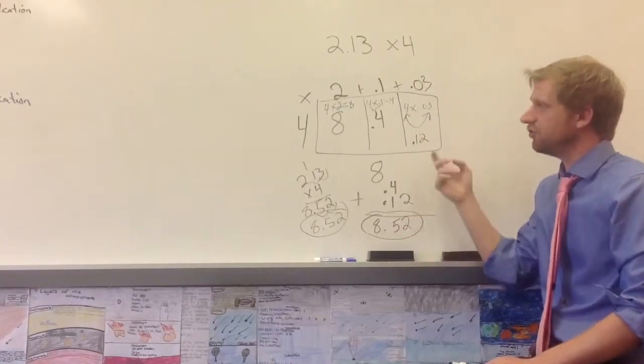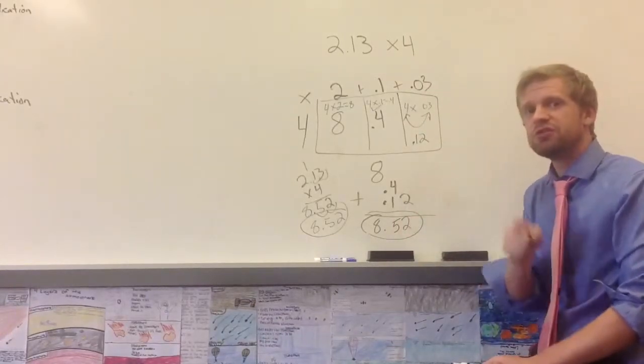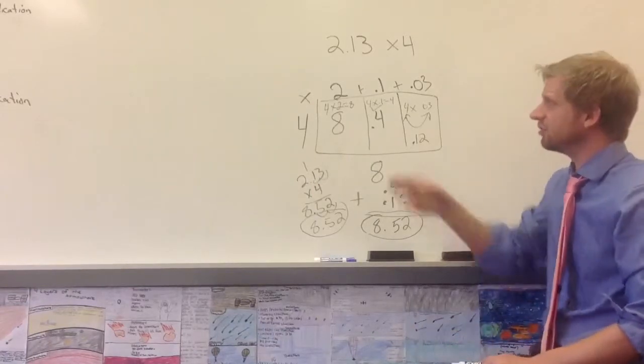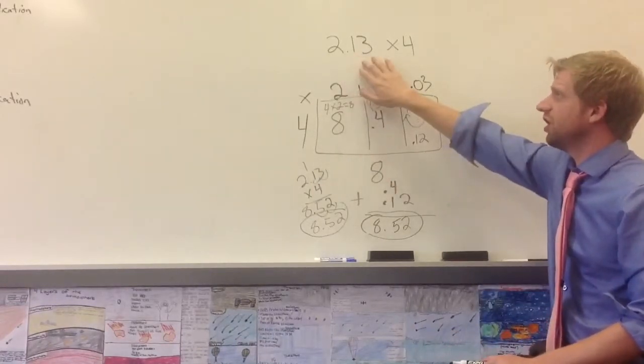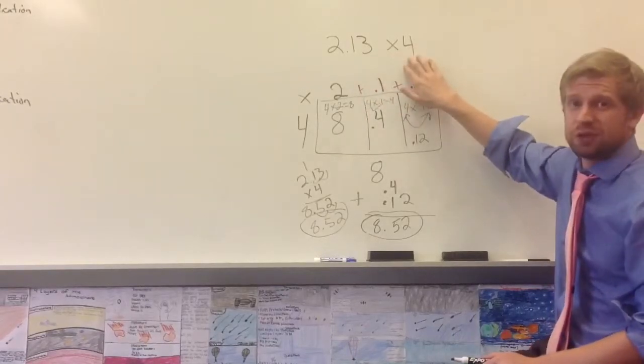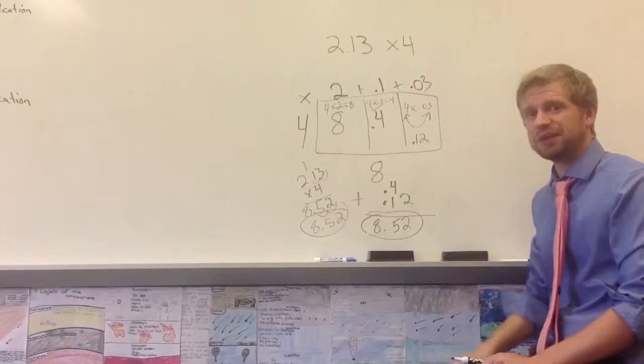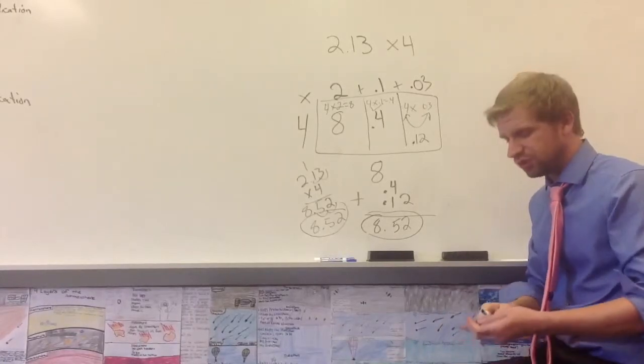I've proven that to you using the area model. So I would like you to now try a few problems using the area model. In fact, I would like you to try with the number we did. 2 and 13 hundredths times 4 and see if you get 8 and 52 hundredths. See if you get that same answer. And if you need to, you can rewatch this video.